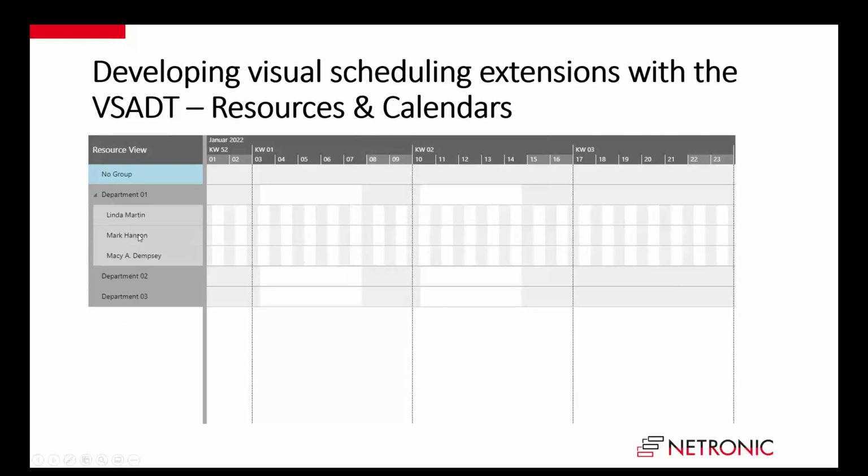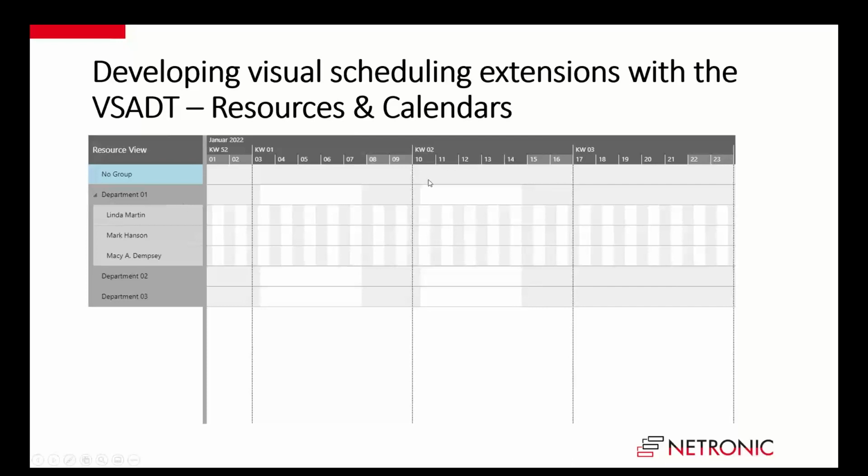So what we see here now is that on the left side we have different resources. A no group resource where we have set the color to blue, for example. So on every resource you can set the background color or the text color here. And what you see here with Linda, Mark, and Macy, these are child resources of the department 01. So by this you can build your hierarchy, because Mark has set his parent ID to department 1.